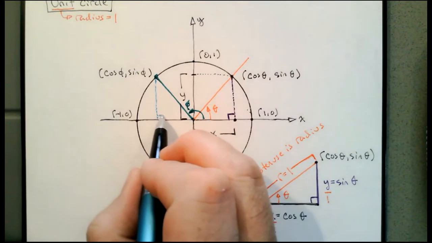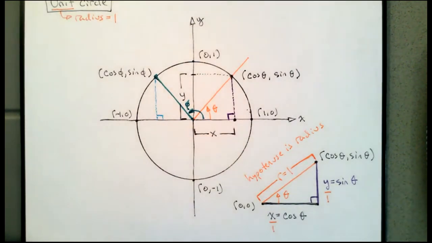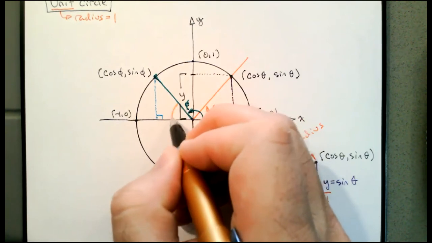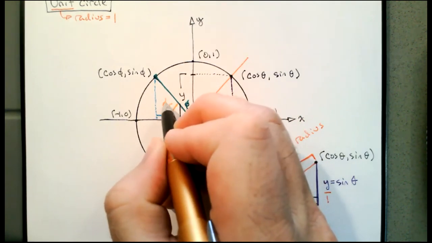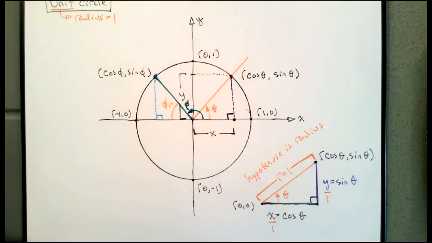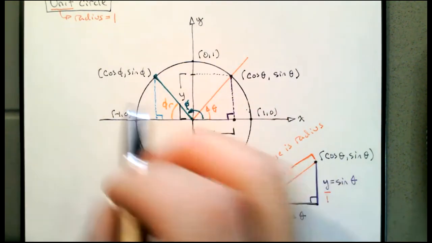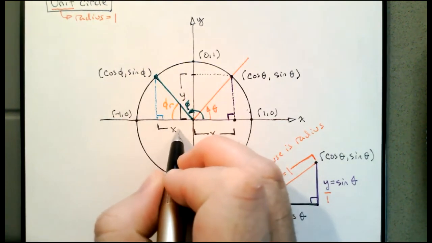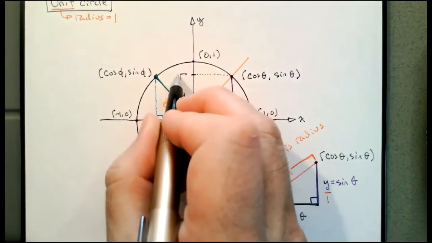And pull out another right triangle. Now the acute angle between the terminal side of phi and the negative x axis is the reference angle for phi. So here is our reference angle, phi sub r, the reference angle for phi. But I still have cosine and sine, the x coordinates and the y coordinates.